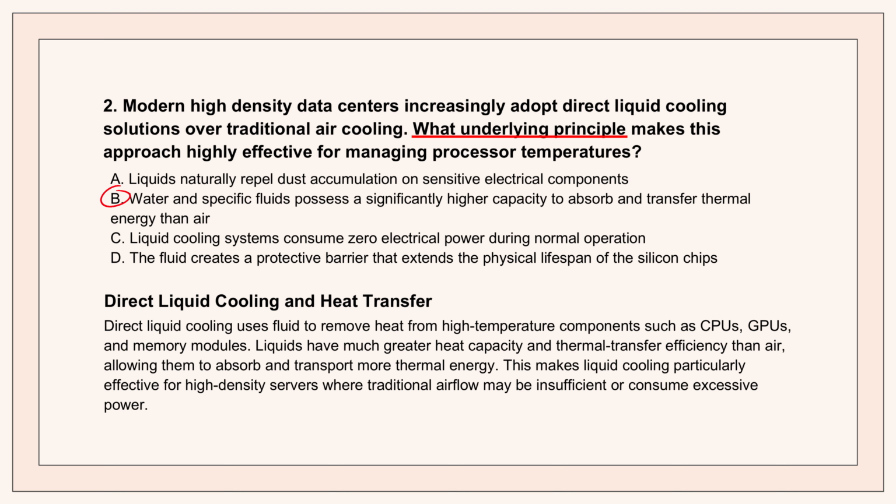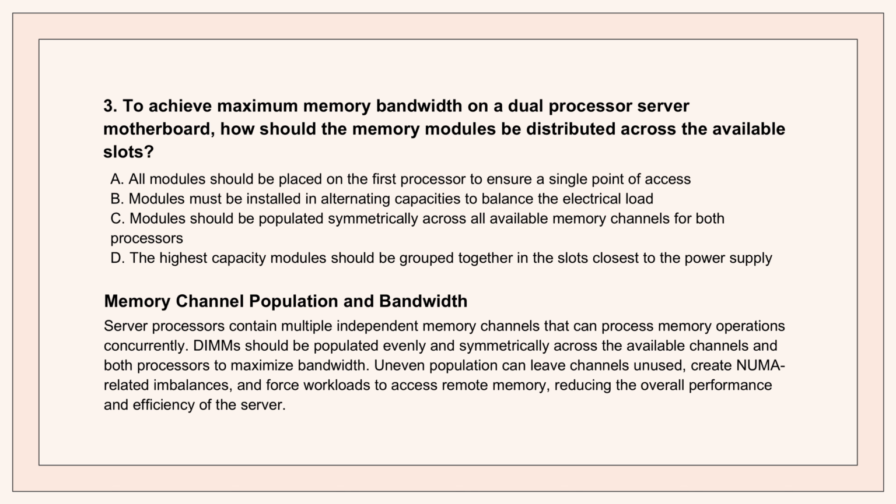Exactly. So if you run a microchannel of liquid directly over the CPU, the dense liquid carries away the heat orders of magnitude faster than fans blowing air. It prevents the processors from physically melting down. Right. And once you optimize those physical temperatures, you can focus on optimizing data flow, specifically how the processors access memory. Okay, that brings us to question 3.